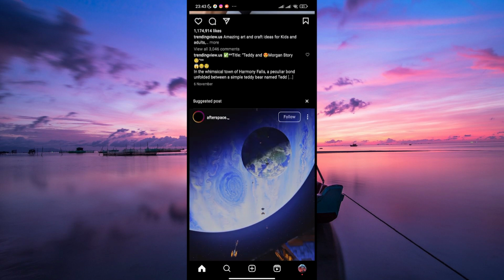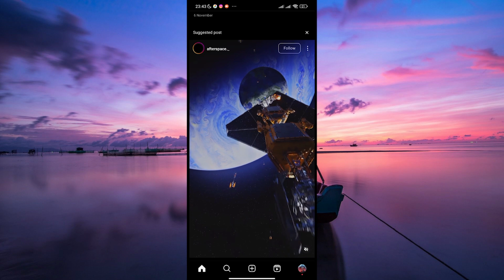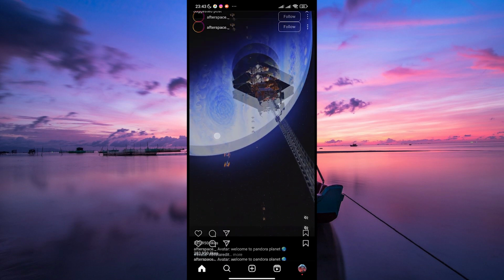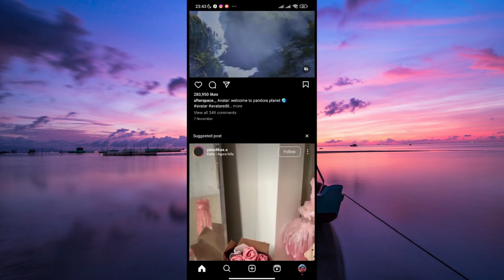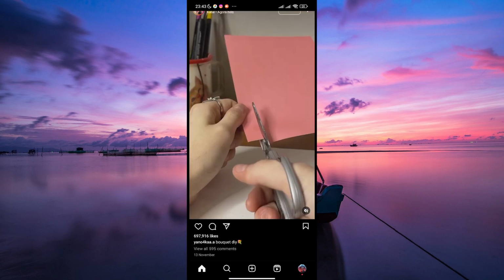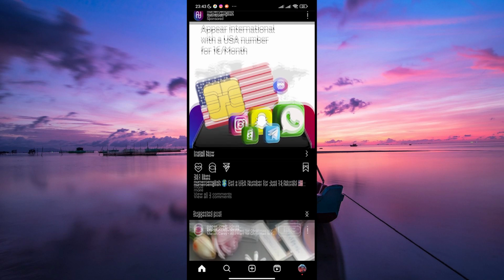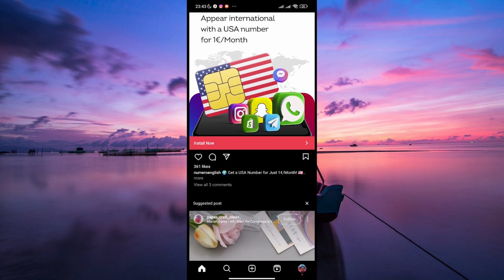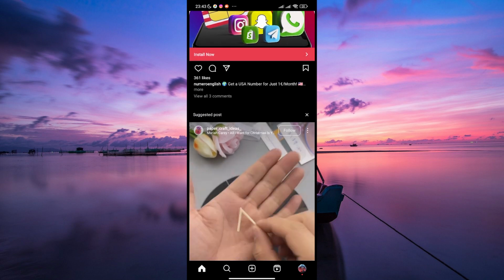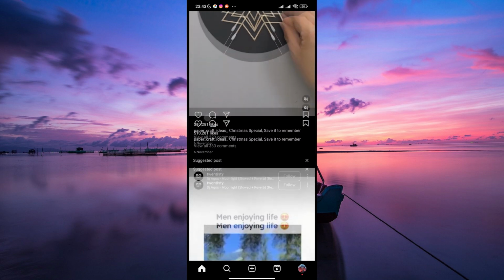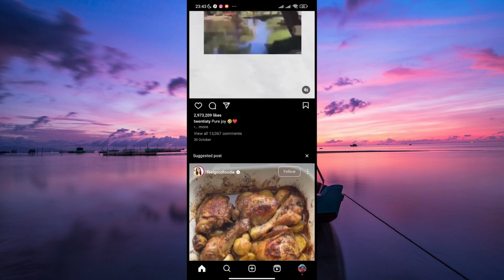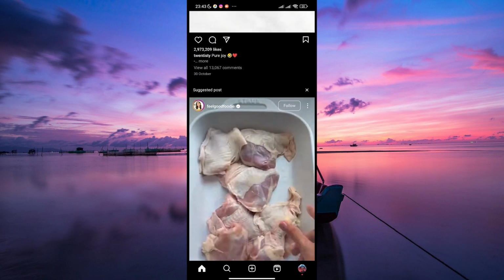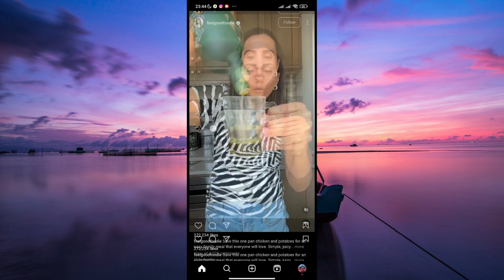There are some reasons why meta verification might not be available. 1. You must meet certain eligibility criteria to be considered for meta verification. This includes having a notable public presence, a consistently active account, and a high level of engagement. Secondly, your Instagram account must be in good standing. This means not having any violations of Instagram's community guidelines or terms of use.